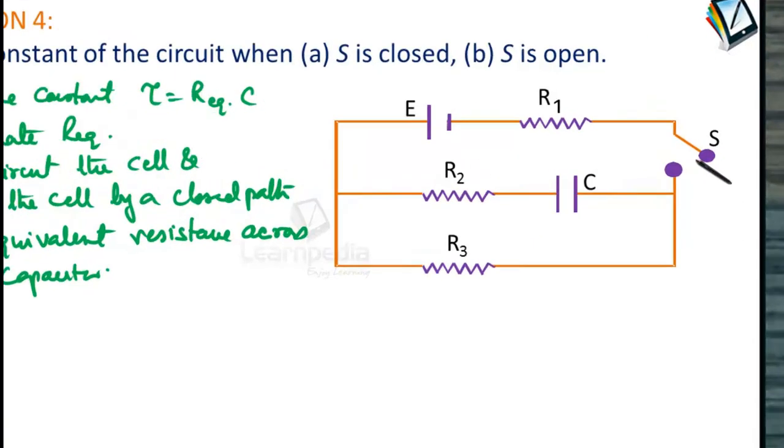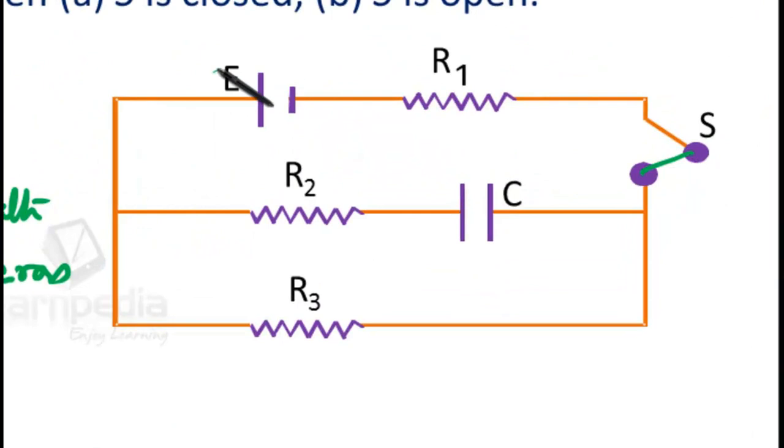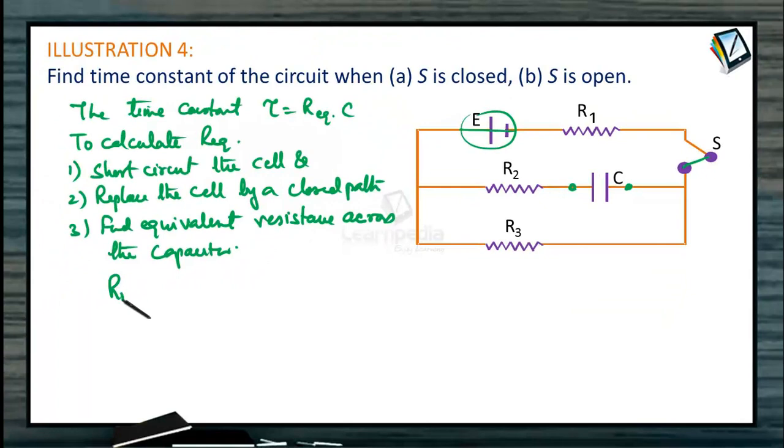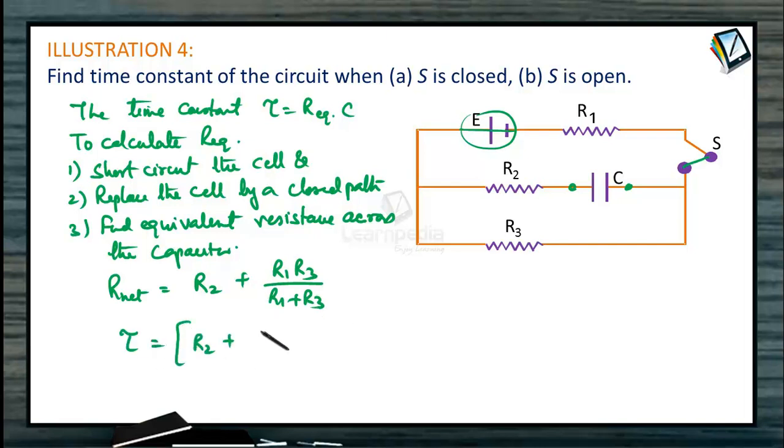So in the first case, when the switch is closed, we'll replace this battery with an ordinary wire. Across this capacitor, we'll try to calculate the equivalent resistance. R1 and R3 resistors will come in parallel, and that will be in series with R2. So R net will be equal to R2 plus R1 R3 divided by R1 plus R3. So tau will be equal to R2 plus R1 R3 divided by R1 plus R3, times C. This is the time constant of the circuit when switch S is closed.